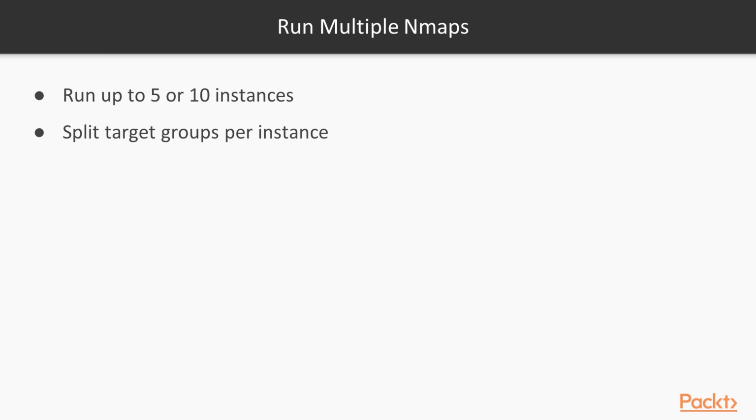That way, maybe the first Nmap instance has the first fifth of the subnet that it's scanning, and the second Nmap instance has the second fifth of the subnet that you're scanning, and so on. You can then take those outputs, combine them all into one spreadsheet or whatever it is that you're exporting to, and you can easily utilize those multiple Nmap instances.